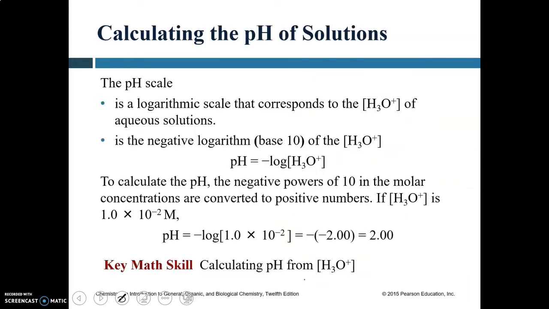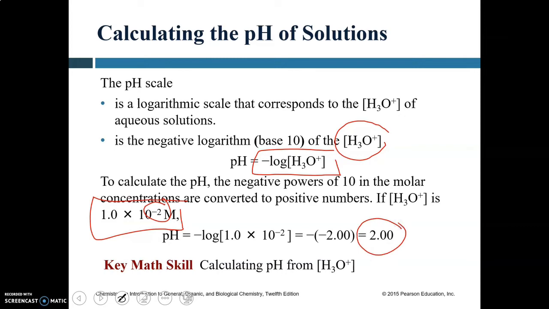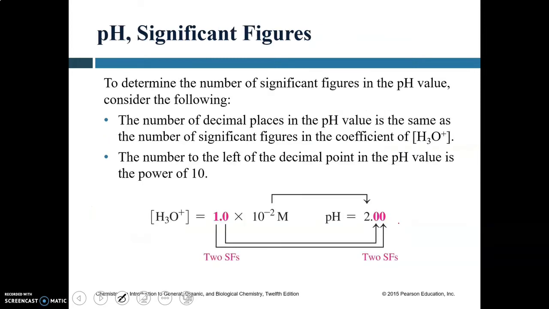So how can we calculate the pH of the solution? pH is a logarithmic parameter. So pH is essentially a negative logarithm of the concentration of hydronium ion. So we take negative powers of 10 in the molar concentrations of hydronium ion, and we convert it into positive numbers. So for instance, here we take the negative power of 10 minus 2 and convert it into a positive number, which is going to be 2.